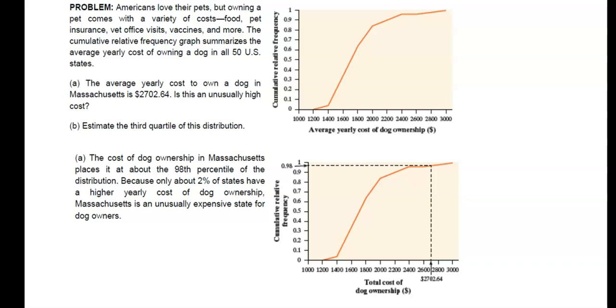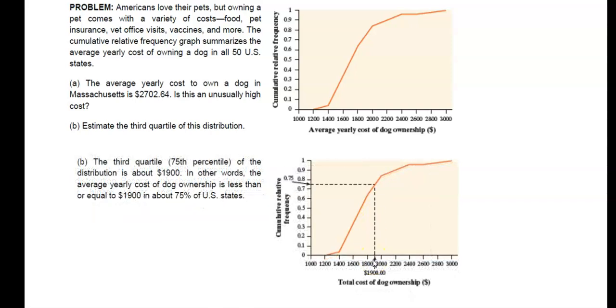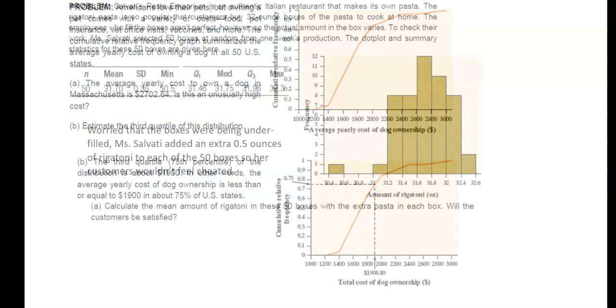The second question says, estimate the third quartile. Oh, so what it's asking you to do is, third quartile is 75%, right? So you start at 75%. I'm kind of eyeballing it here, but you go over and you go down, around 1900. So yeah, that's what they said actually. So 75%, go over to the graph, go down, and it's somewhere in the $1,900. So the average yearly cost of dog ownership is less than or equal to $1,900 in 75% of US states.